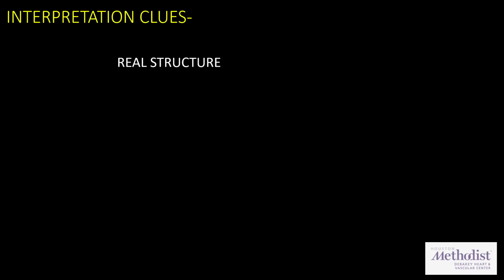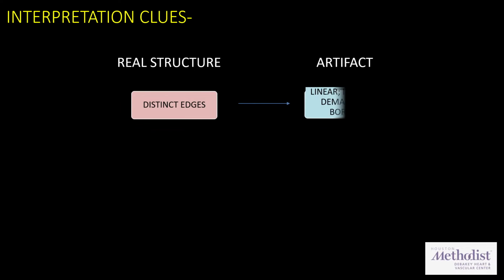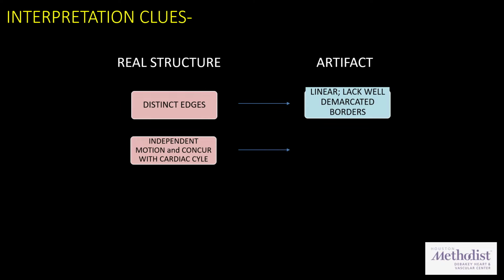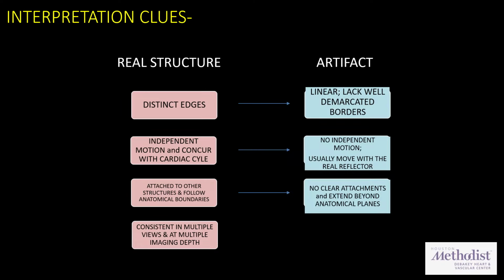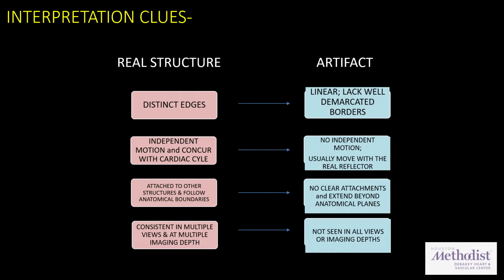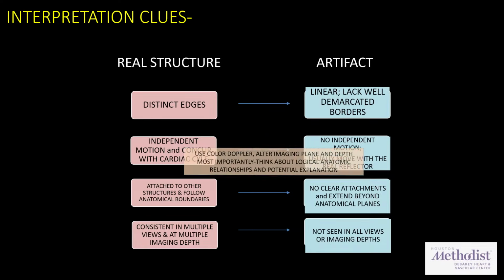All right, so finally, I think it's important, we're going to put everything into perspective. Real structures always have distinct edges, versus artifacts, which always have well-demarcated borders. Real structures always have independent motion and concur with the cardiac cycle, versus artifacts, which don't follow these rules. And finally, consider whether it's consistent. Imagine you're seeing this in every view, the chance of it being an artifact is less likely, versus not seen in all the views. And when you change angles and change the depth, you see this in and out. That points more to an artifact, right?